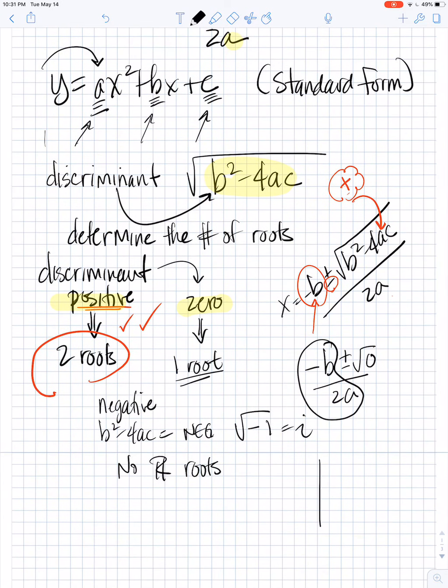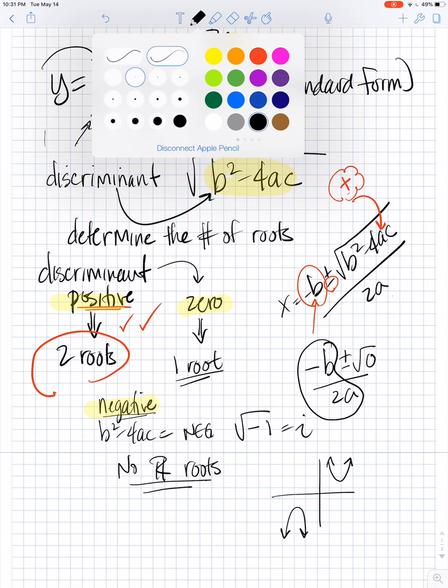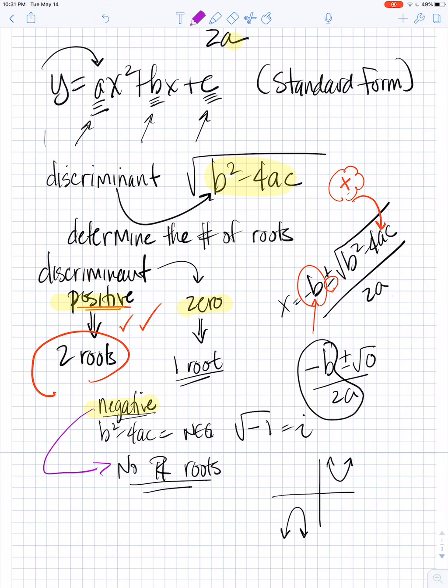That's an example of a parabola that never crosses the x-axis. Maybe it's above the x-axis and has a positive leading coefficient, or maybe it's below with a negative. Regardless, when you come up with a negative discriminant, this guy right here, you're simply just going to say, well, that's easy enough. There are no real roots.